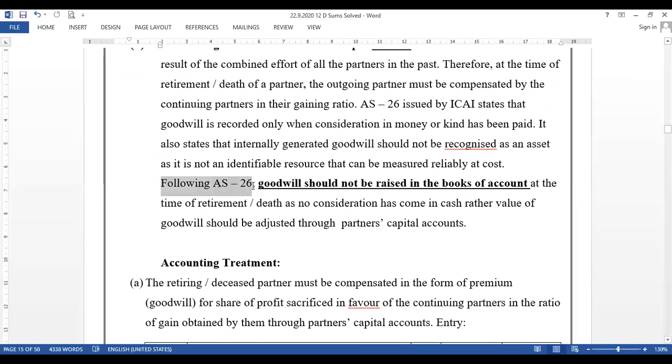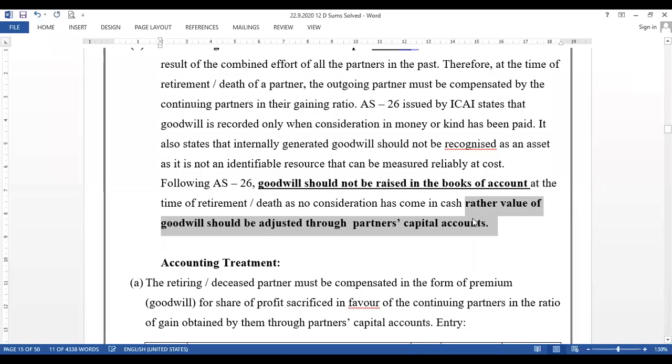As per Accounting Standard 26, Goodwill should not be raised in the books of accounts at the time of retirement or death, as no consideration has come in cash. Rather, value of Goodwill should be adjusted through partners' capital account. Remember this, this is the point of this chapter. Value of Goodwill has to be adjusted through partners' capital account. Okay, please take care of this.